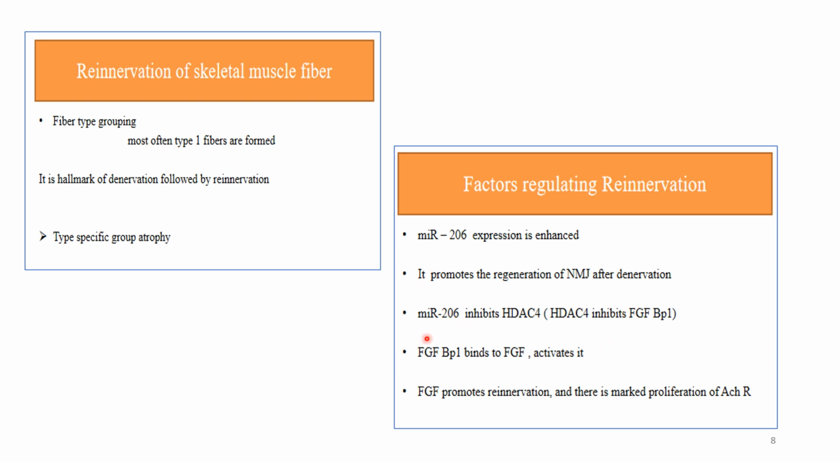And also this miR-206 will inhibit the HDAC4 protein. This HDAC4 protein will normally inhibit the fibroblast growth factor binding protein, FGF-BP1. But now this inhibition is not there. Now this FGF-BP1 will bind to FGF, fibroblast growth factor, and activates the FGF. This FGF is important for promoting the re-innervation, and there is marked proliferation of the acetylcholine receptors. So these are the factors which regulate the re-innervation.